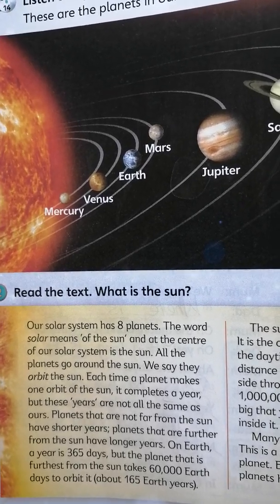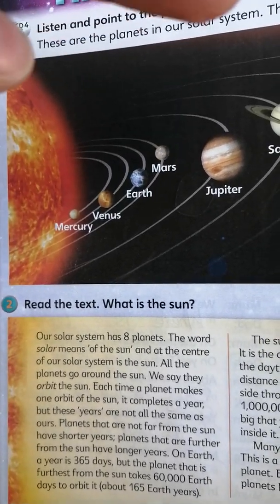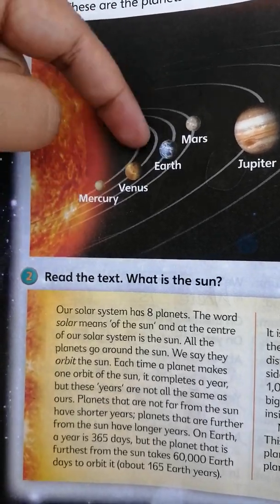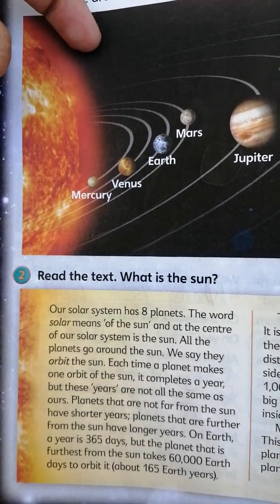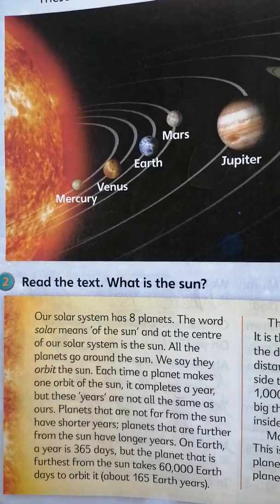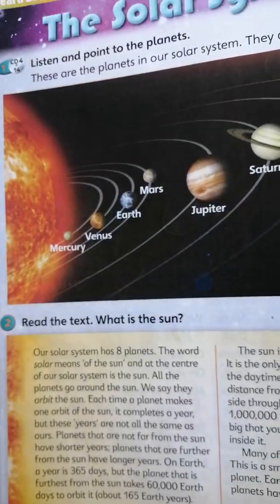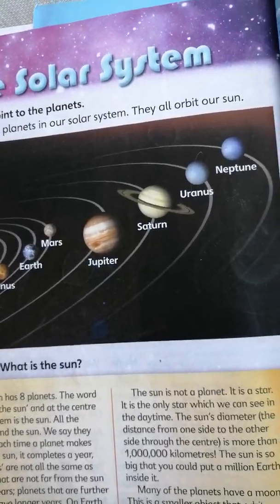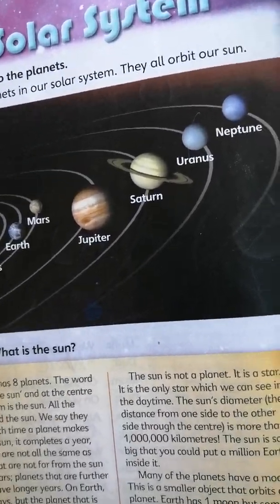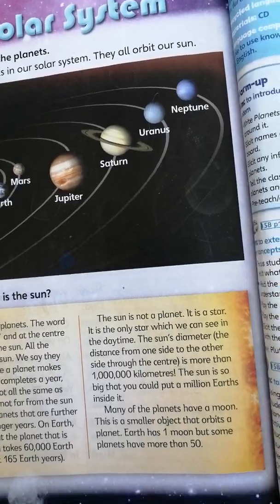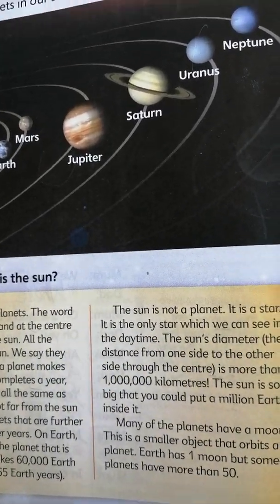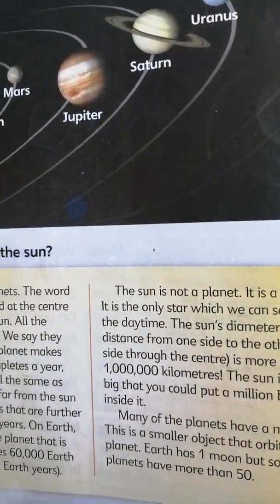So Earth can go 165 times, and this one can turn only one time. Do you imagine? Earth goes 165 times, and Neptune only can go one time.